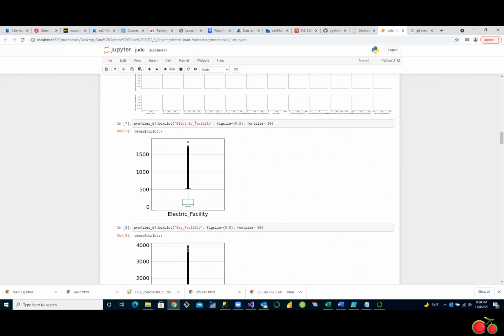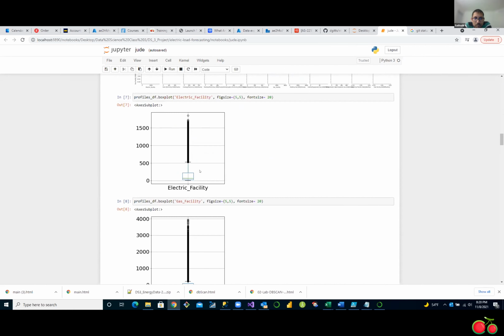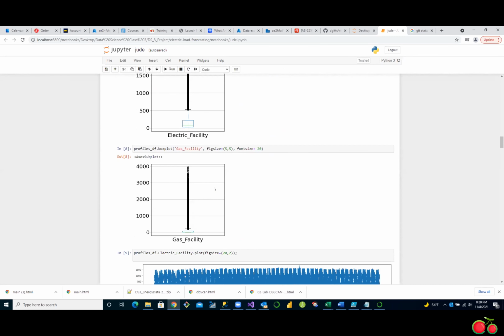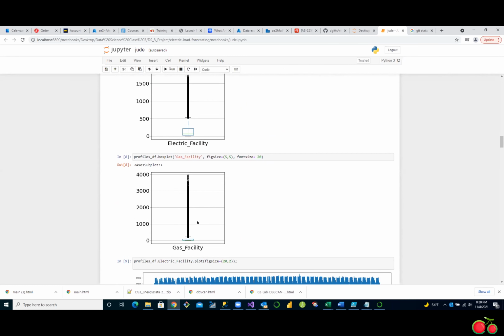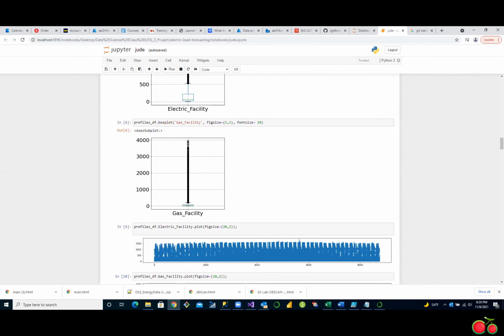The electricity facilities box plot looks like this. You can see the outliers right there, but the data is still some percentage, maybe 70%. The gas, you can see there are so many outliers in gas. The spread is very small.